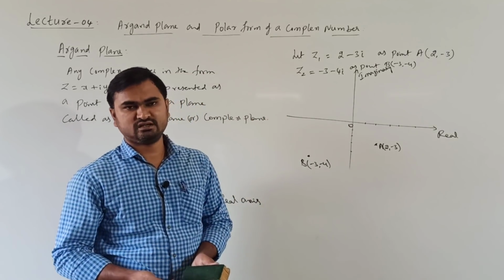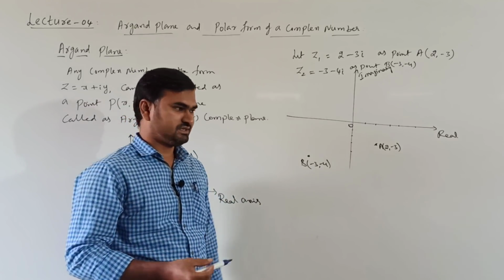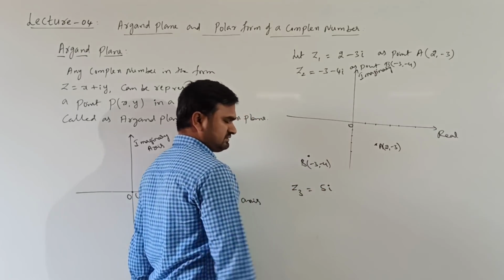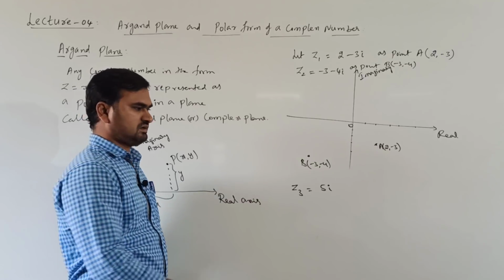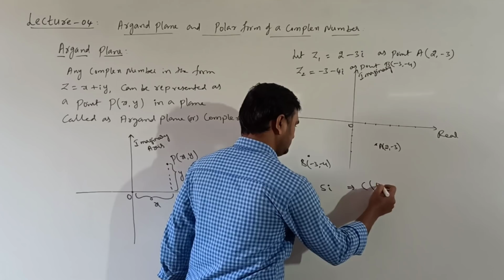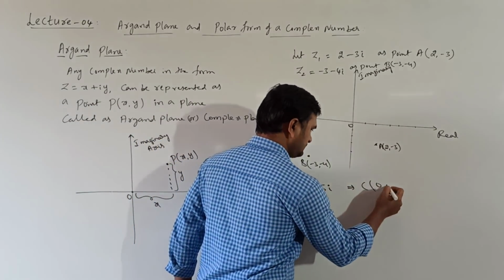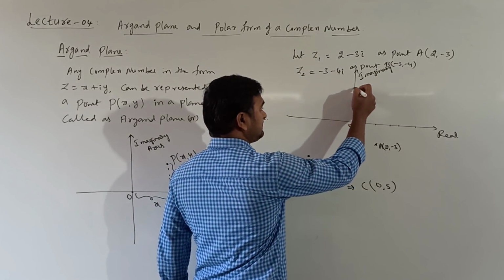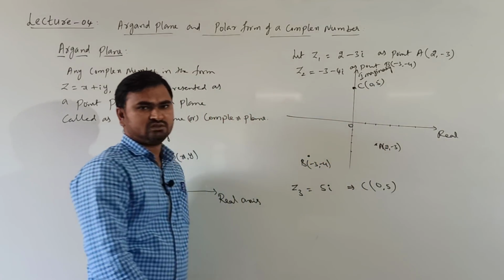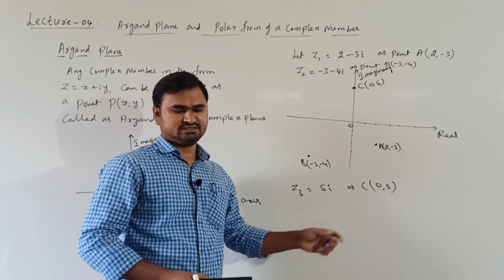Now there will be some complex numbers which are purely real or purely imaginary. Suppose we have z3 equal to 5i. This is purely imaginary. Now where does this point lie? It corresponds to the point, suppose C. Real part is 0, imaginary part is 5. So this is the point (0, 5), which means it lies on the imaginary axis. So purely imaginary numbers always lie on the imaginary axis.